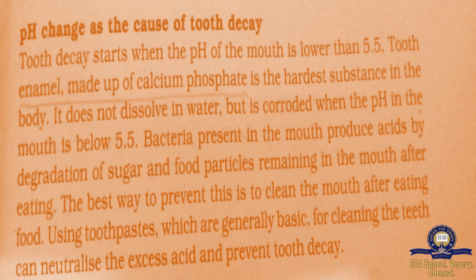When the pH changes in our mouth, it causes tooth decay. Tooth decay starts when the pH of the mouth is lower than 5.5. Actually, the pH level of the mouth is 6. When it reduces below 5.5, it damages our tooth enamel. See here, tooth enamel, made up of calcium phosphate, is the hardest substance in the body. It does not dissolve in water, but it is corroded when the pH in the mouth is below 5.5. Because the pH level is very low, it is acidic.